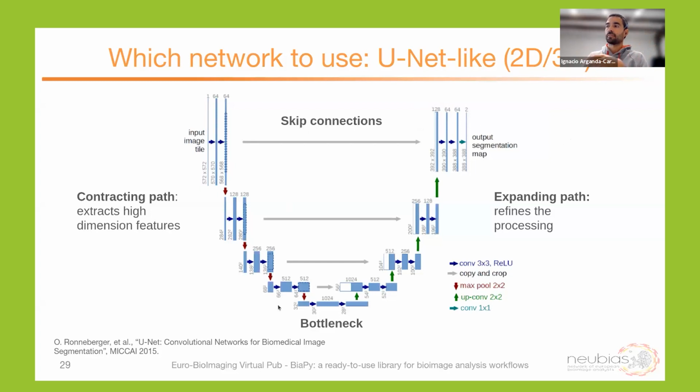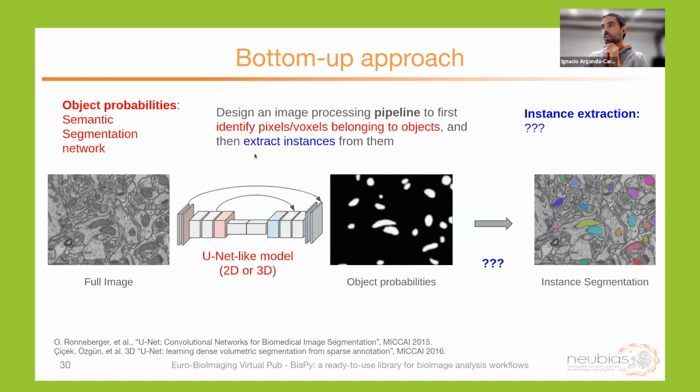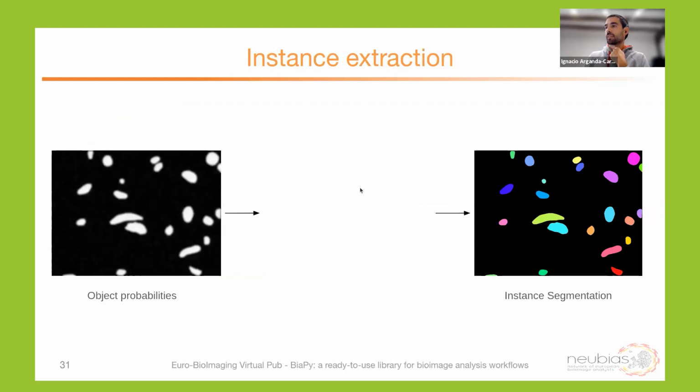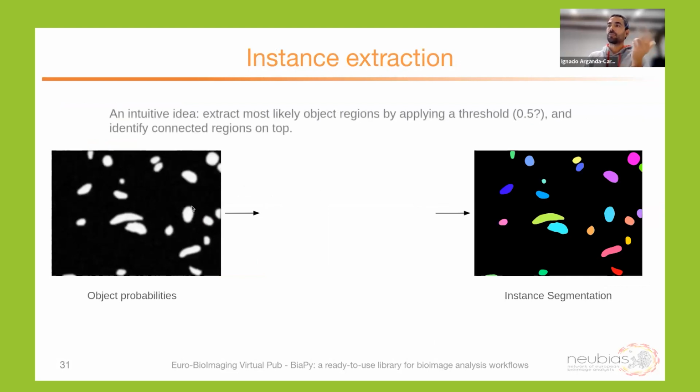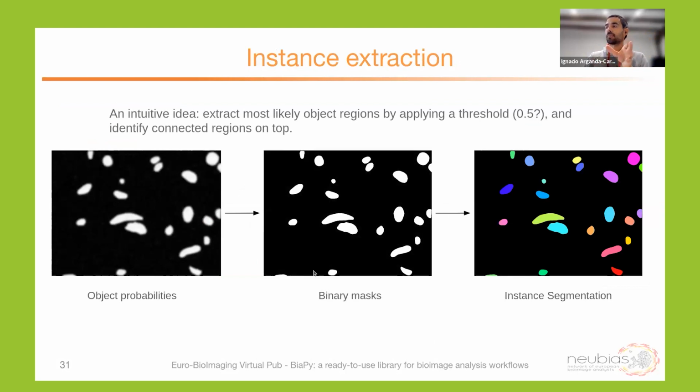In 3D, the architecture is very similar, but the filters are in 3D and the downsampling as well. Okay, so we know now how to do the first step. What about the second step? Something very intuitive would be, if I have probabilities, I can just apply a threshold, binarize my objects, and then check all the connections between the pixels. So how do we do this?